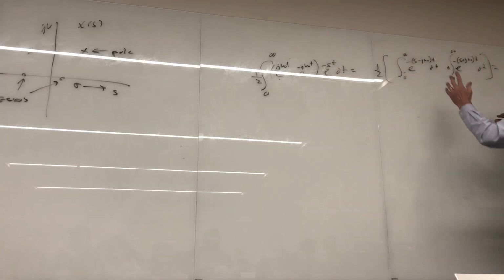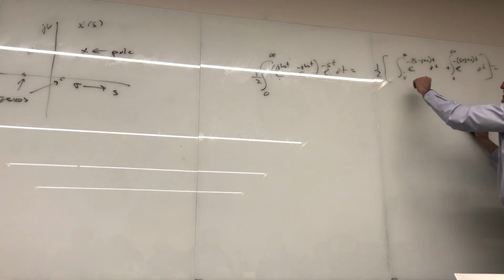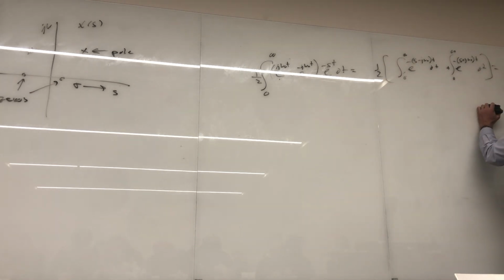Well, I know these are going to fall out as 1 over something. When I do this integration, I'm just going to get this in the denominator. So I'm going to get 1 over s minus j omega naught plus 1 over s plus j omega naught, and it's times 1/2. Are you with me?